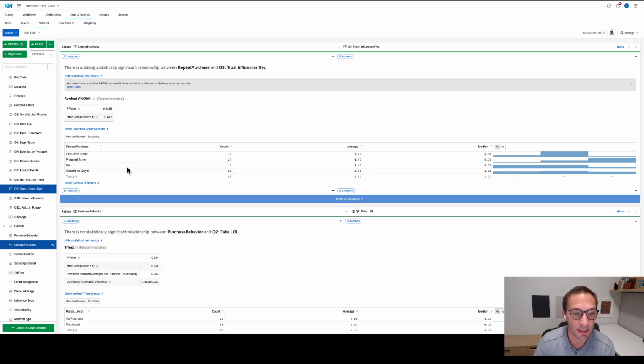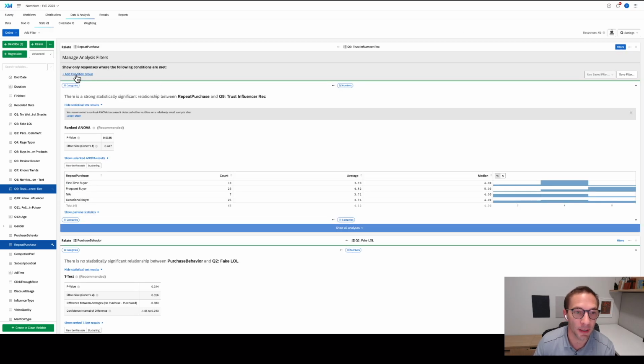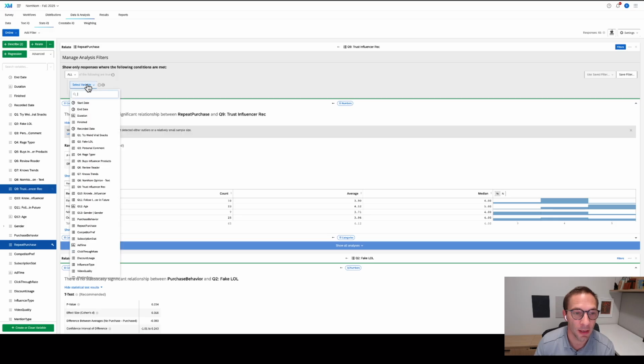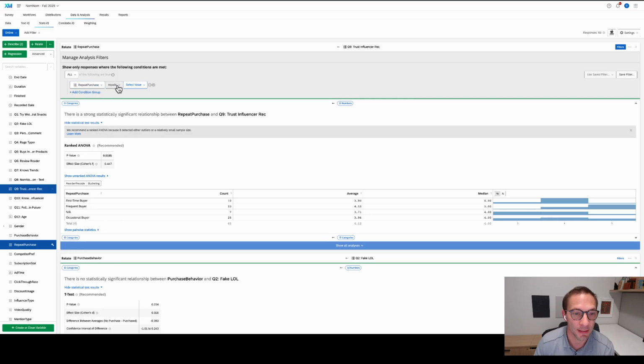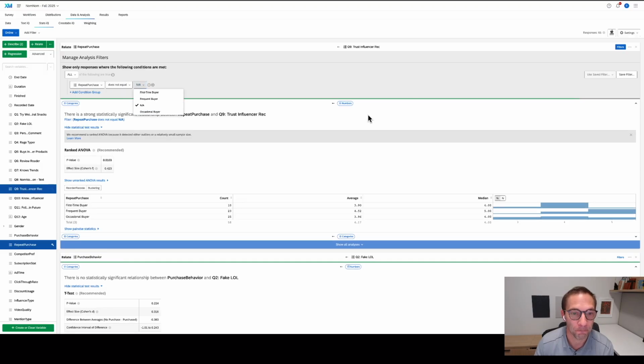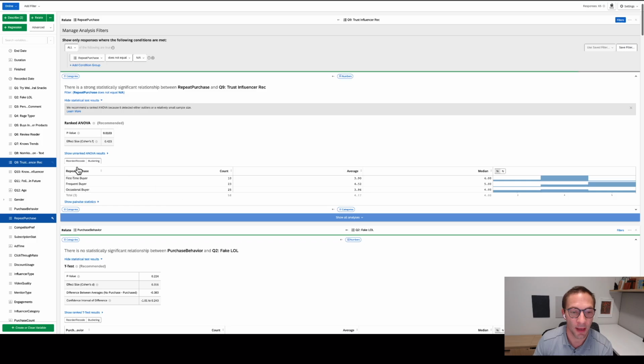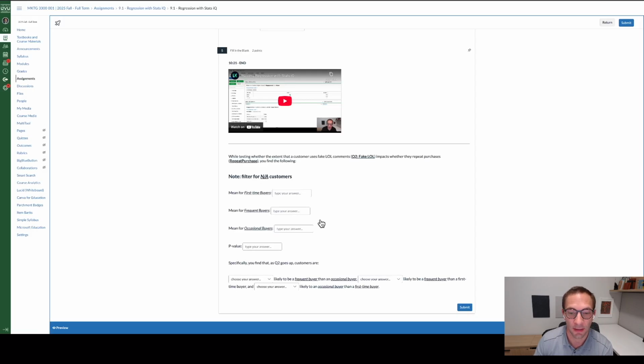But the question does say, let's filter out NA. So I'm going to filter out NA. For this analysis, I'm going to go to this filters part right here. Now I'm going to click Add Condition Group. I'm going to go here and do repeat purchases and say it does not equal NA. Then I'll filter that out. And so NA is not here. Here's my p-value. That's the p-value that I would enter here.